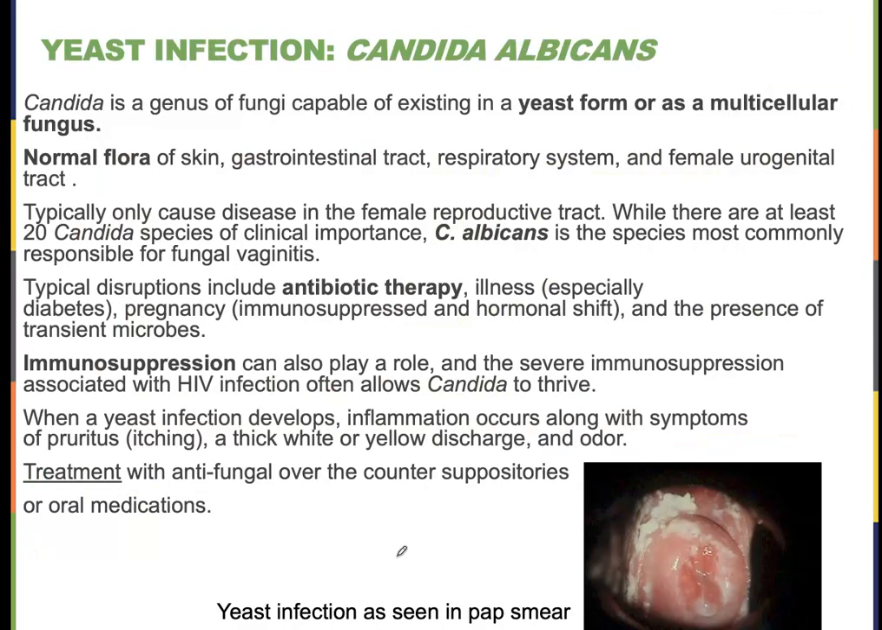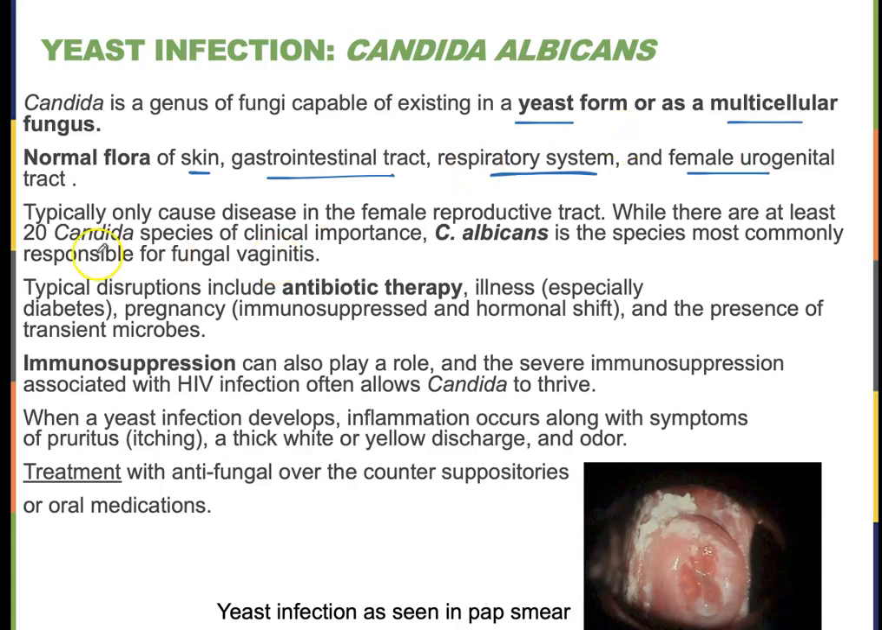So our first yeast infection microbe is going to be Candida albicans. As you all know, it's part of our normal flora. It can exist as a yeast form or as a multicellular form in those pseudohypha that we just saw. It's normal flora of our skin, our gastrointestinal tract, our respiratory system, our mouth and nose, as well as the female urogenital tract. So definitely in the vagina.